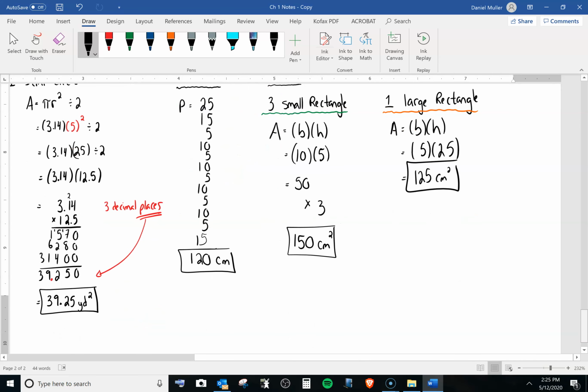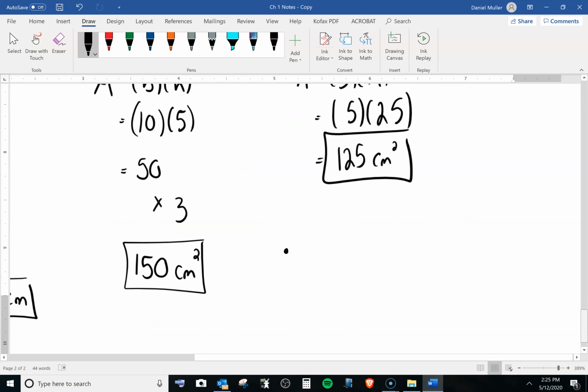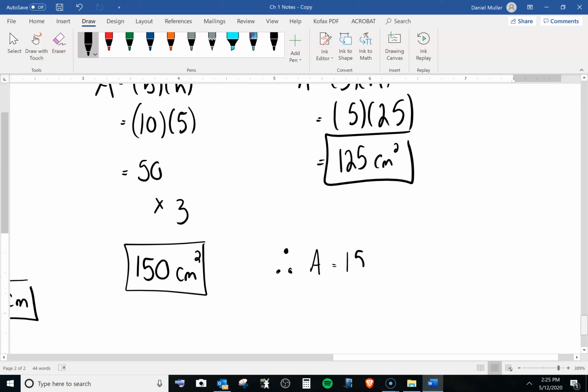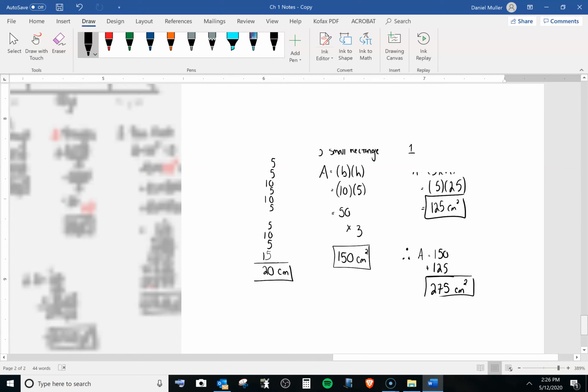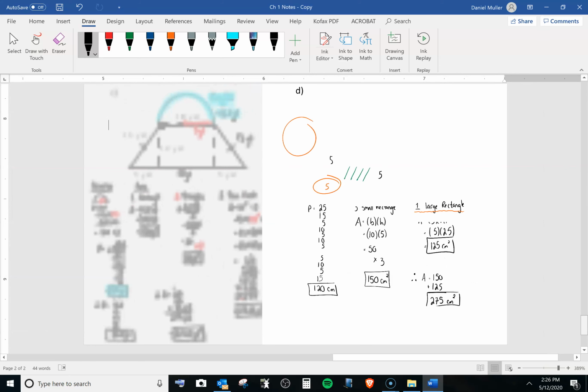Therefore, what is our total area? That's what we want to state. Therefore, our area is equal to the 150 for the small rectangles and then the 125 for a total of 275 centimeters squared. So that is the end. That is the most complicated questions here, C and D. And there we go. And we will be working now with surface area and volume, and that stuff is, I think, a lot easier.